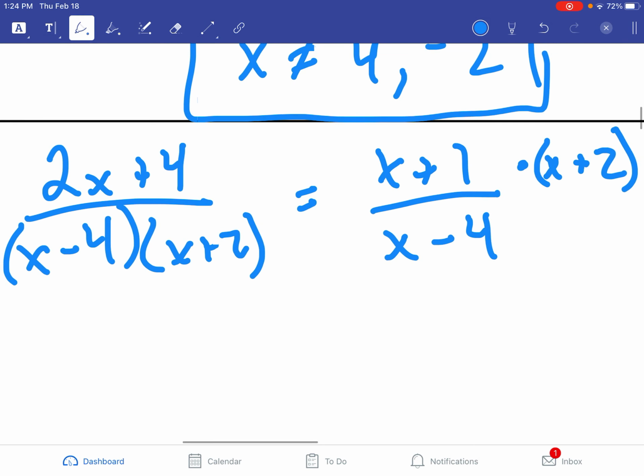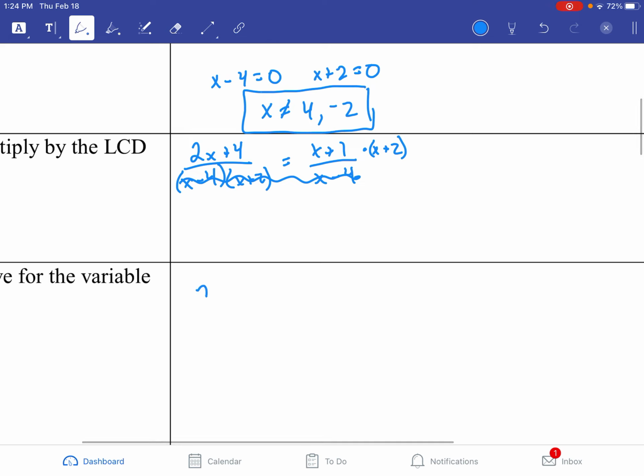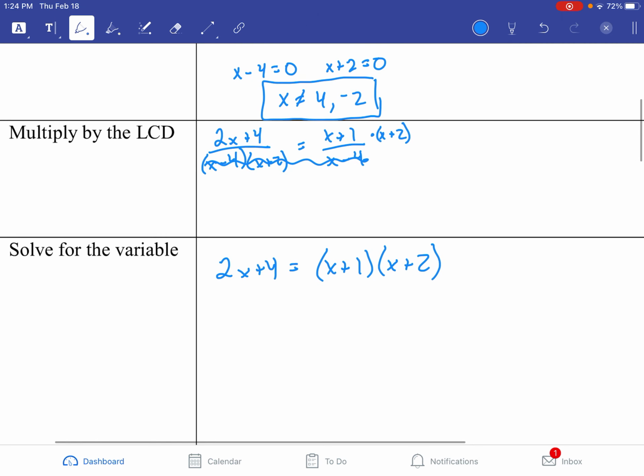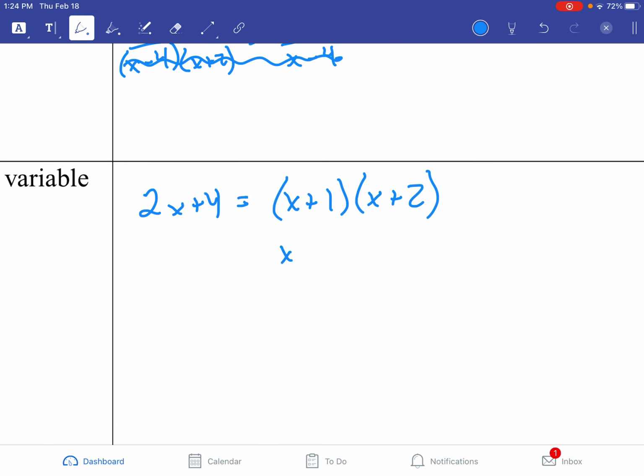Okay, now that we have that missing piece, I'm going to just cancel out the entire denominator altogether. I don't care about it. Okay, and what I'm going to do is I'm just going to solve the numerator. So I have a new equation, 2x plus 4 equals x plus 1 times x plus 2. Okay. Now if I solve this, I have to multiply the x plus 1 times x plus 2 first, which will give me x squared plus 2x plus x plus 2.